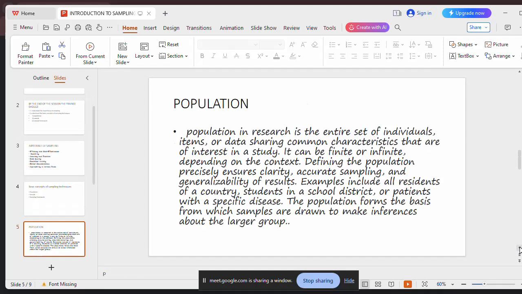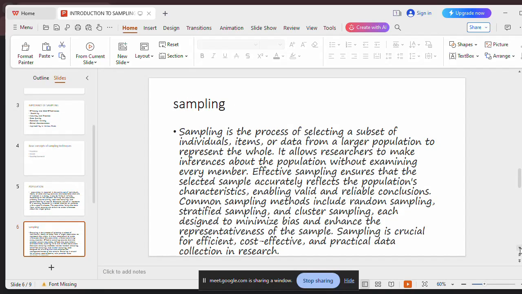Yes, I can say population is the entire set of individuals, items, or data sharing a common characteristic of interest in a study. For example, population can be all residents of a country, students of a school district, or patients with a specific disease. The population forms the basis from which samples are drawn to make inferences about a larger group. So I can see most of you know the meaning of the word population. I want to group you into two, where the first group will discuss sample, and the other group will discuss sampling framework.